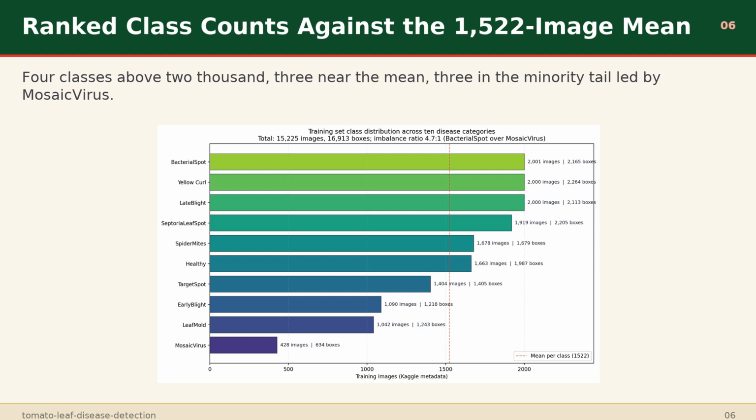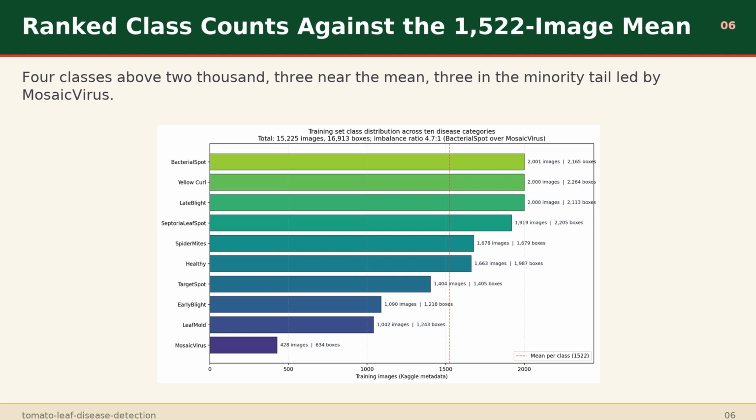With Septoria spot close behind at 1,9xx. 3 classes sit near the mean, namely spider mites at 678, healthy at 663, and target spot at 404. 3 classes fall well below the mean and define the minority tail, early blight at 190, leaf mold at 142, and MosaicVirus at 428. It holds less than a third of the mean class size and less than a quarter of the largest class.